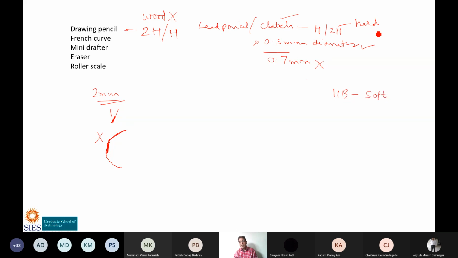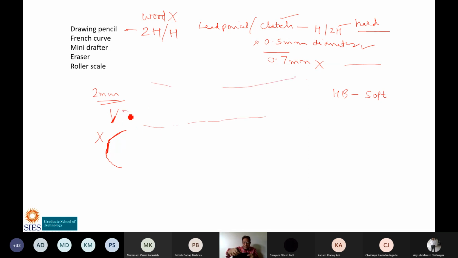Now since this is hard, if you draw by putting more pressure on the pencil, what will happen? Its impression will remain on the paper. And if you don't want the impression to remain on the paper even after you erase it, you will have to draw with a light hand. Now light hand means, can you see me? See this device and my pencil, pen? Yes, sir. So you have to hold it in such a way that you are drawing it with a light hand. Can you see?